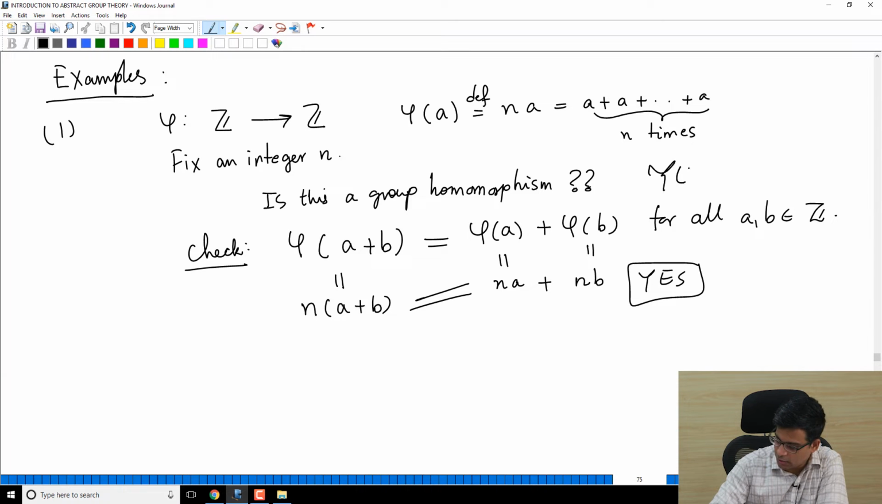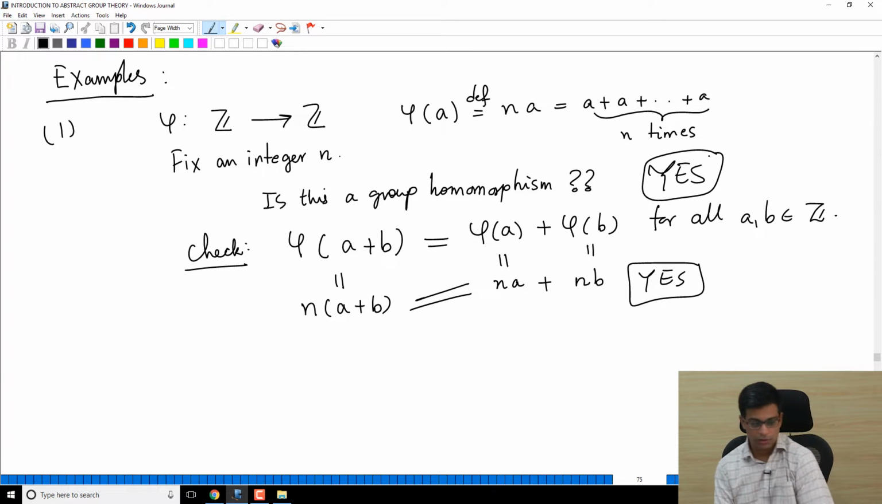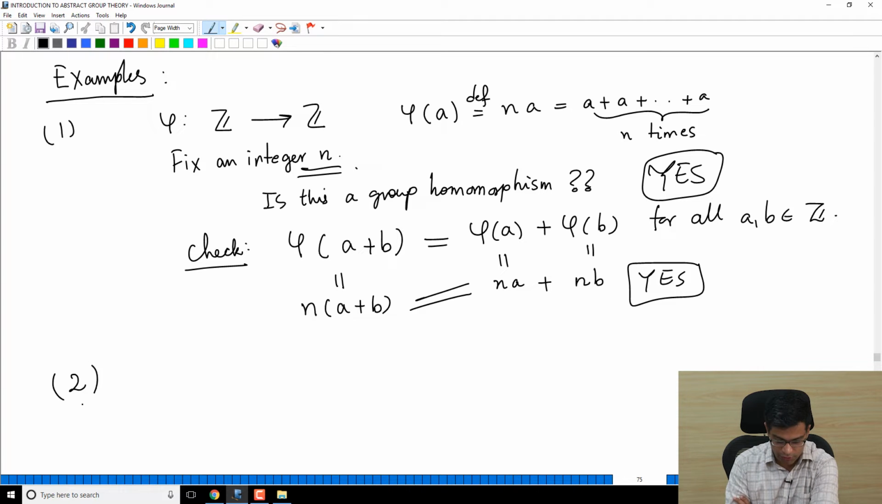So is this a group homomorphism? Yes. Okay. So this is a group homomorphism. So this is a good example of a group homomorphism, multiplying by a fixed integer n. Okay. Let's look at another example.